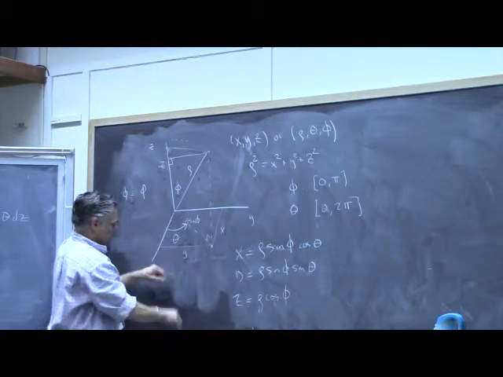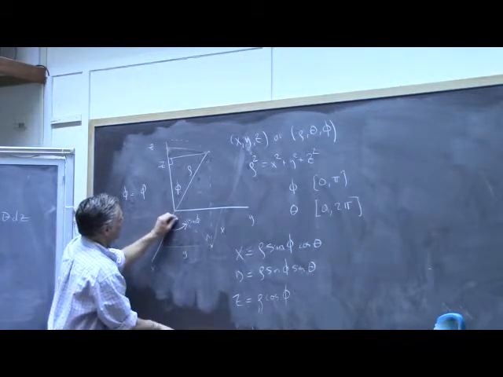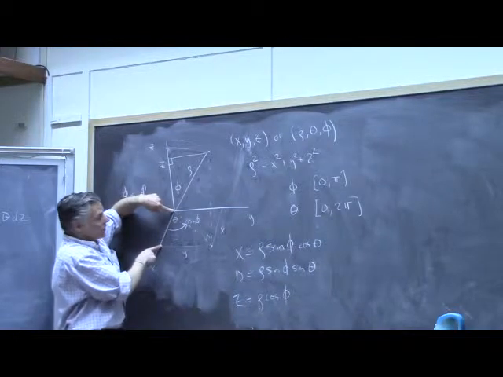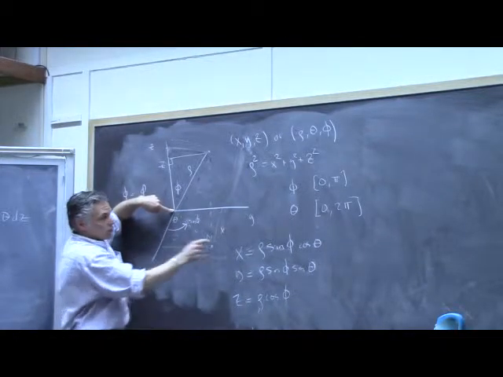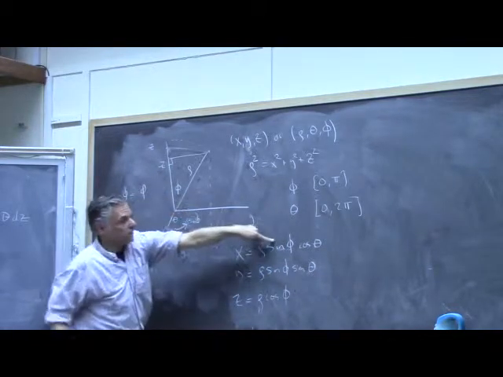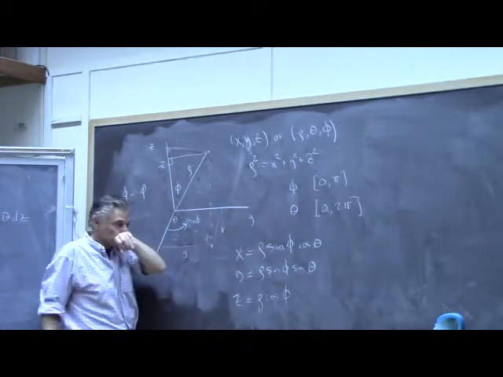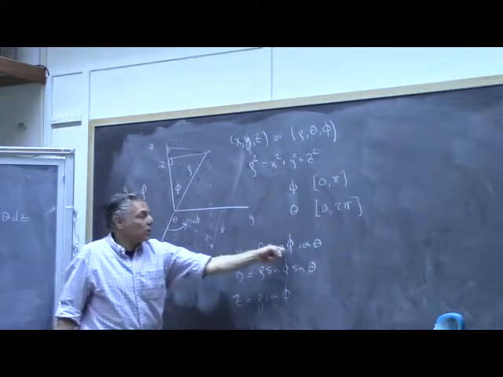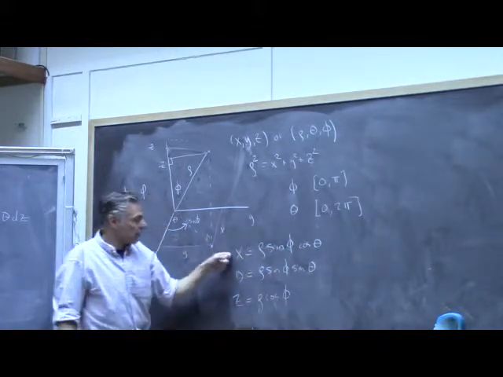So then here's theta, let me put this here. So then x is adjacent, and so we have cosine theta, but the hypotenuse is rho sine phi. So that's how, if you know rho, we get x, y, and z.